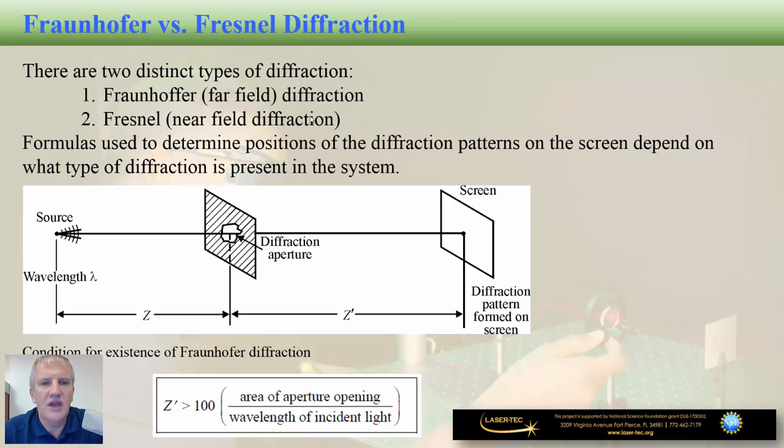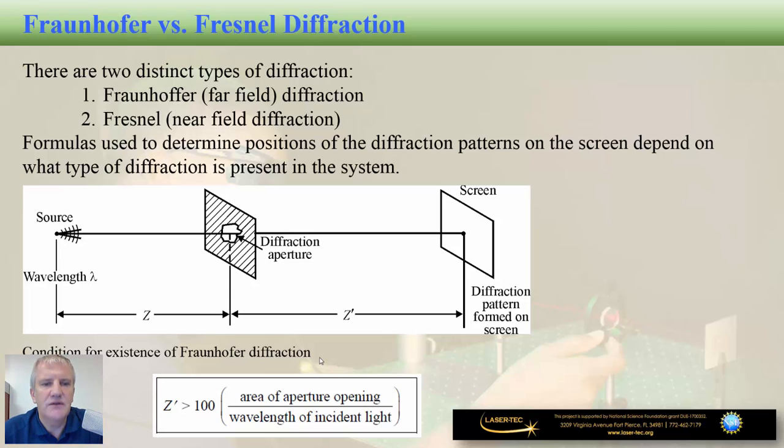In other words, everything that we're going to be analyzing on the slides that follow satisfies the condition shown here in a formula in a box on the bottom of this slide. So in other words, the Fraunhofer diffraction, or far field diffraction, is going to depend on the area of the aperture opening. You would want to look at the opening on your diffraction aperture as well as the wavelength of the incident light. Those would be the two important parameters that are going to define how far away from the diffraction aperture Fraunhofer diffraction is going to appear.